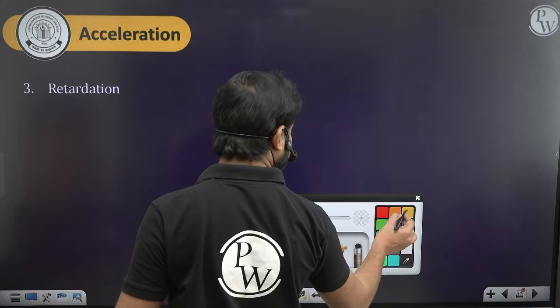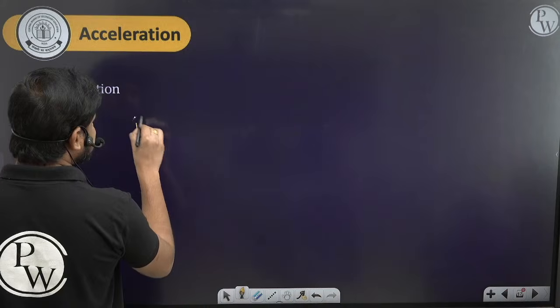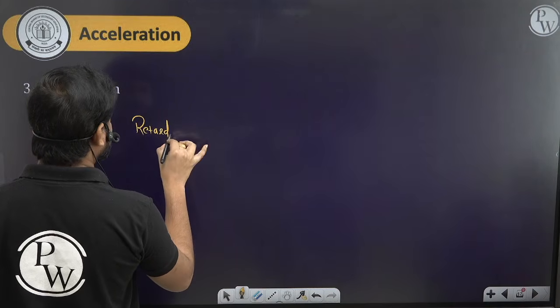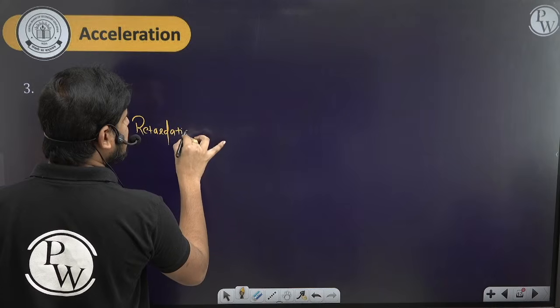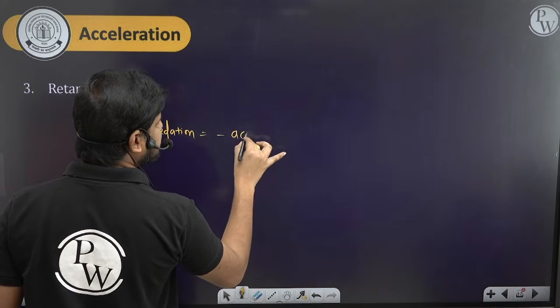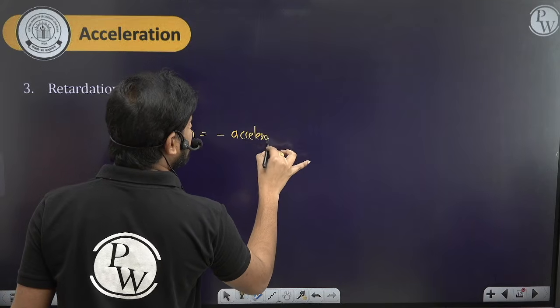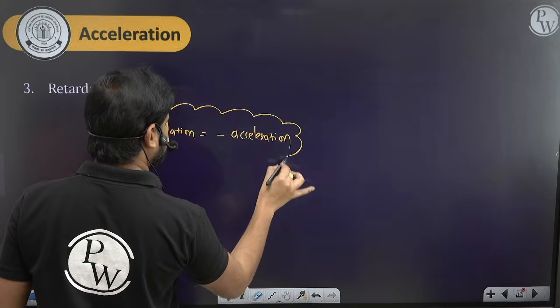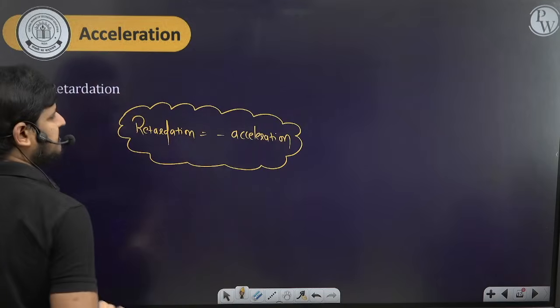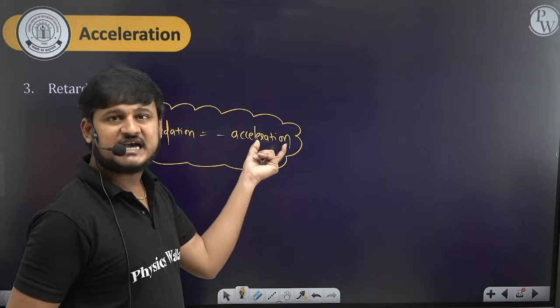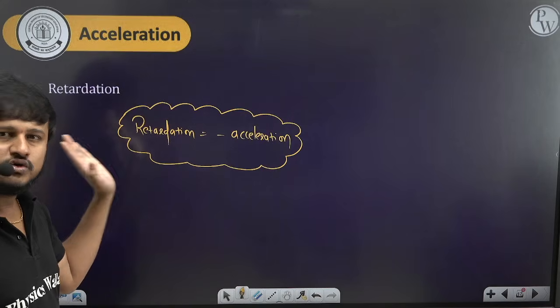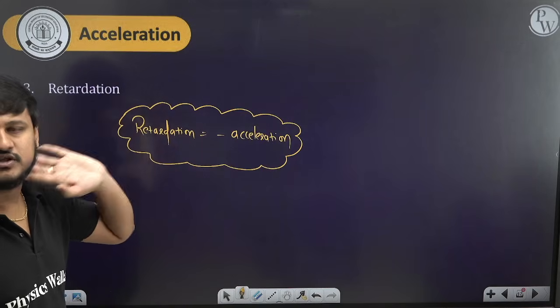So what is retardation? Retardation is nothing but the negative of the acceleration. Just remember this part. Whenever they ask you to find the retardation in the question, first find the acceleration and take the negative value of that acceleration. That's it. No need to go for any further procedure.